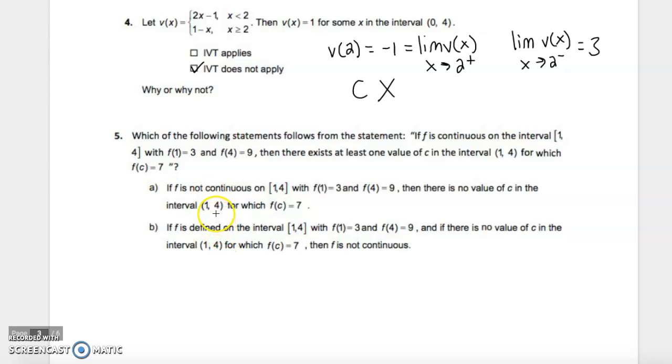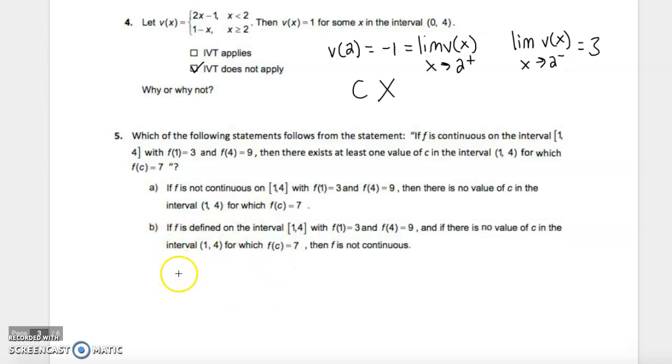So if f is not continuous on 1 to 4, with f of 1 equal 3, f of 4 equals 9, then there is no value of c in the interval 1 to 4 for which f of c equals 7. Well, that's not necessarily true, but let's go look at the next statement and we'll see. If f is defined on the interval 1 to 4 with f of 1 equals 3 and f of 4 equals 7, and if there is no value of c in the interval 1 to 4 for which f of c equals 7, then f is not continuous. So I think in this scenario, it's best to go with B, and I want to talk about why.